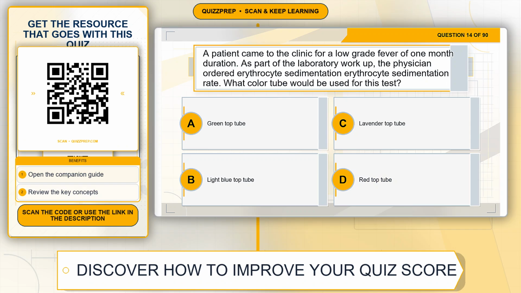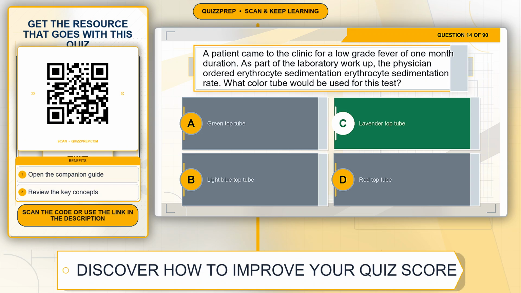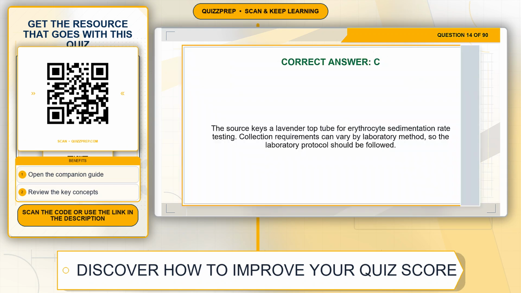Question 14. A patient came to the clinic for a low-grade fever of 1 month duration. As part of the laboratory workup, the physician ordered erythrocyte sedimentation rate. What color tube would be used for this test? Option A, green top tube. Option B, light blue top tube. Option C, lavender top tube. Option D, red top tube. The correct answer is option C, lavender top tube. Explanation. The source keys a lavender top tube for erythrocyte sedimentation rate testing. Collection requirements can vary by laboratory method, so the laboratory protocol should be followed.